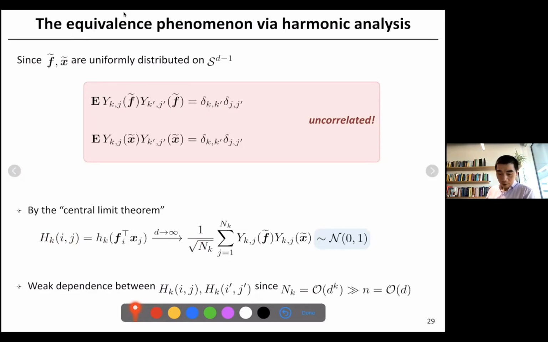In addition, starting from H2, H3, H4, and so on, the number of terms to be summed is much larger than the underlying dimensions N and D. Because of this fact, you can show that the different entries of the nonlinear random matrix are weakly correlated. So in the high dimension limit, they can be approximated by an independent i.i.d. Gaussian matrix. This is just a high-level explanation of what's going on with this equivalence.